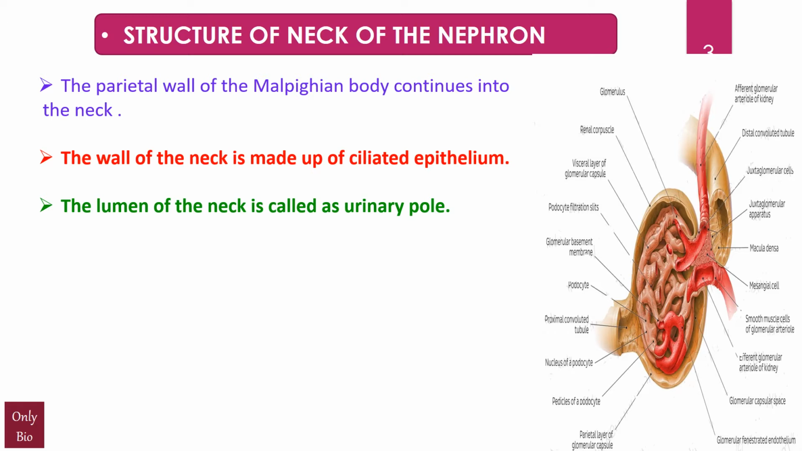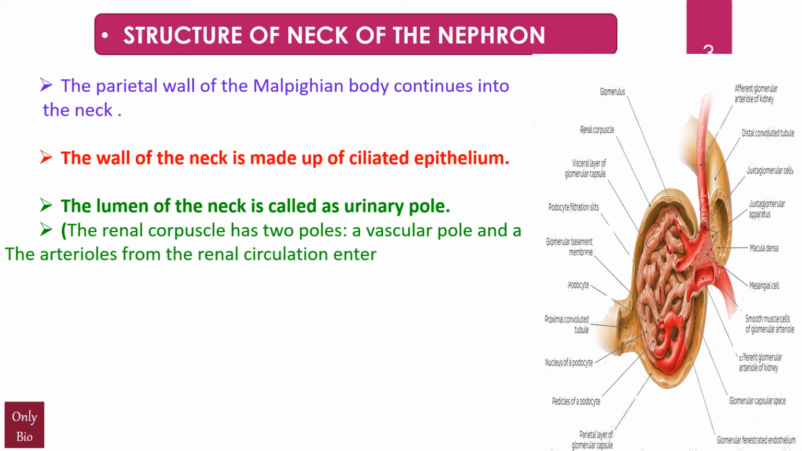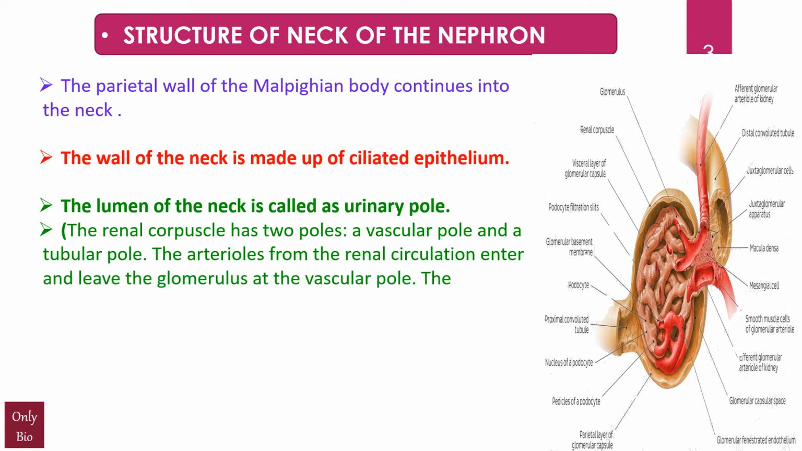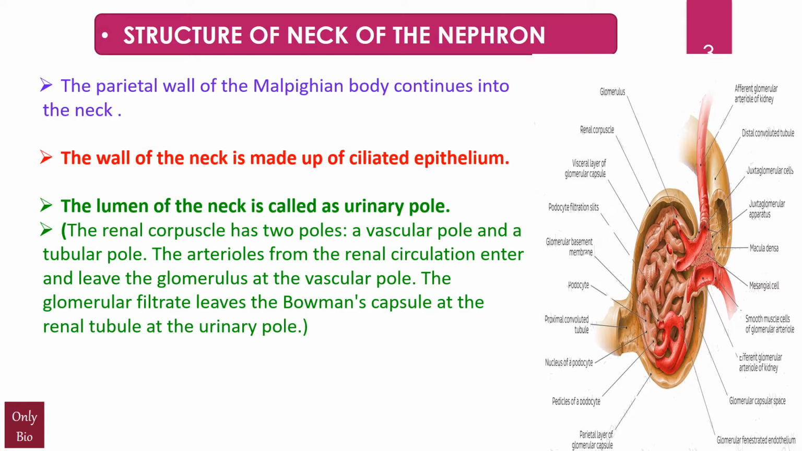The opposite end is the vascular pole, and the space in the neck is the urinary pole. Friends, our textbooks mention the urinary pole, but they fail to mention the vascular pole, so please keep this in mind. The renal corpuscle has two poles, a vascular pole and a tubular pole, that is nothing but the urinary pole. The arterioles from the renal circulation enter and leave the glomerulus at the vascular pole. The glomerular filtrate leaves the Bowman's capsule into the renal tubule at the urinary pole. The neck leads to the proximal convoluted tubule.